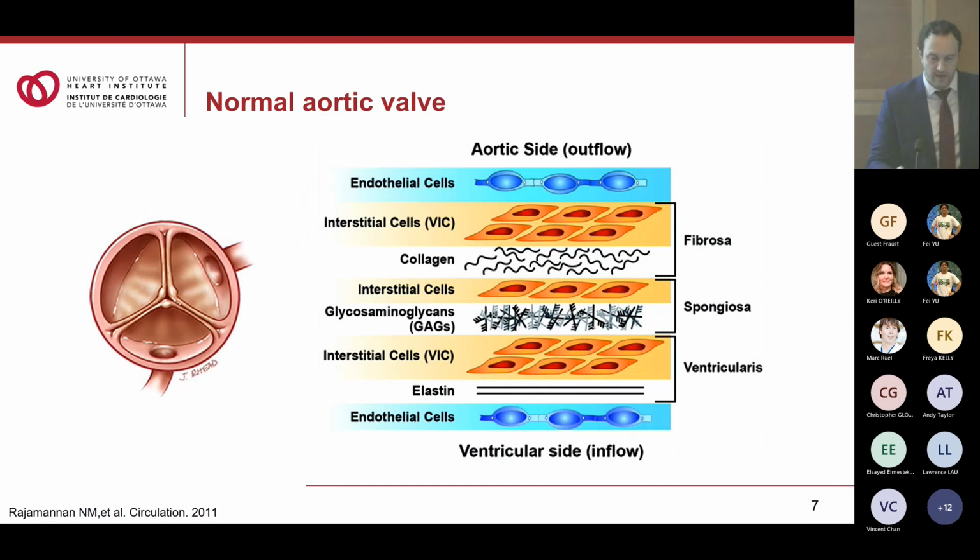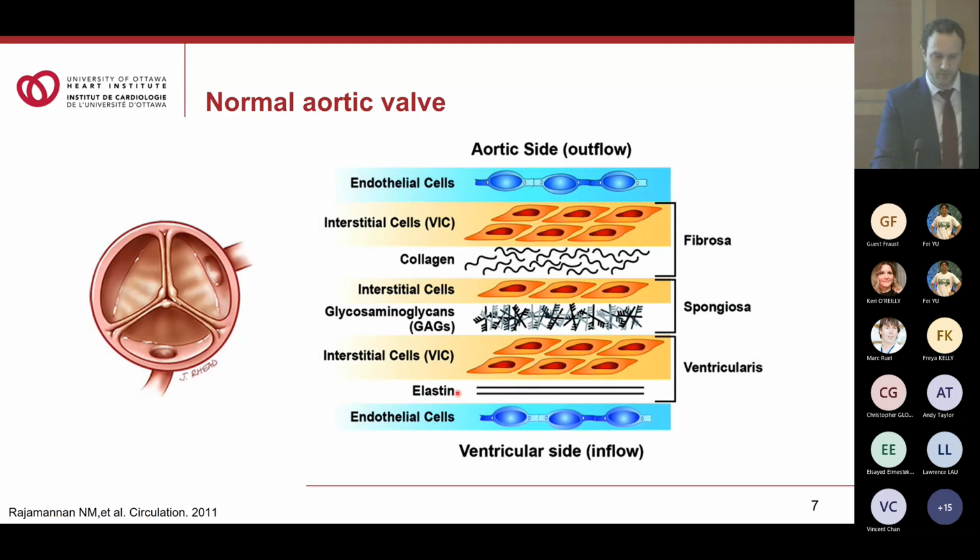Now, from a histological perspective, there are two types of cells that are mainly involved at the level of the valve. We have endothelial cells that cover the surface of the valve, and then you have valve interstitial cells. Those are arranged in three layers. Starting at the aortic side, you have the fibrosa that is composed mostly of collagen in addition to those cells. You have the spongiosa, which has glycosaminoglycans, as well as those interstitial cells, and the ventricularis on the ventricular side with mostly elastin.